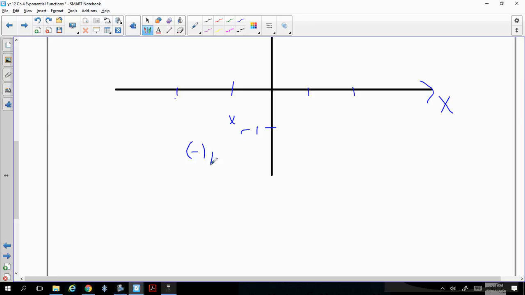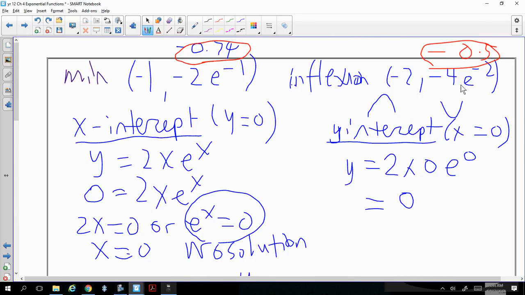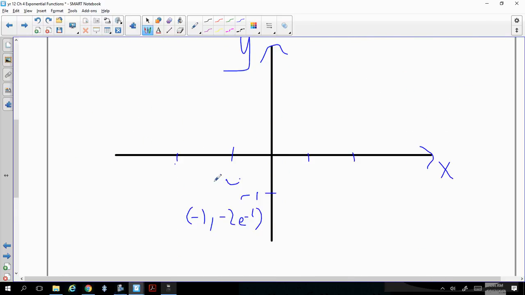Right. And then there's an inflection point somewhere at -2, about -0.27. So about here. Again, label the coordinate, -2, -2 e to the power -2. All right, good. And you have an x-intercept of 0, the origin. Okay, let's join the points. Let's use green. So it's going to go like this.